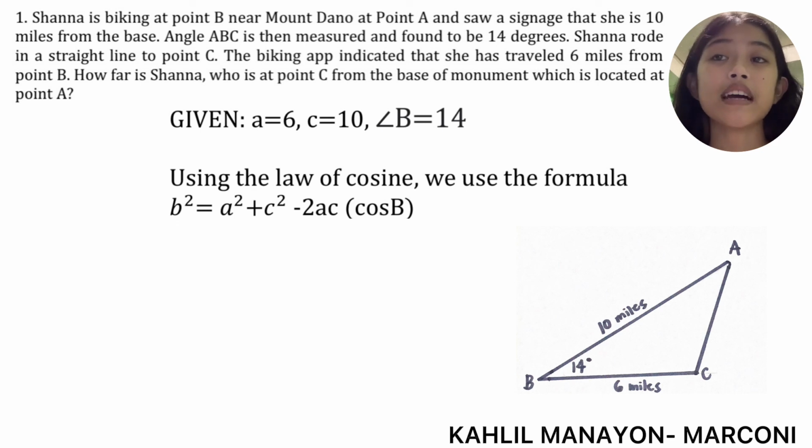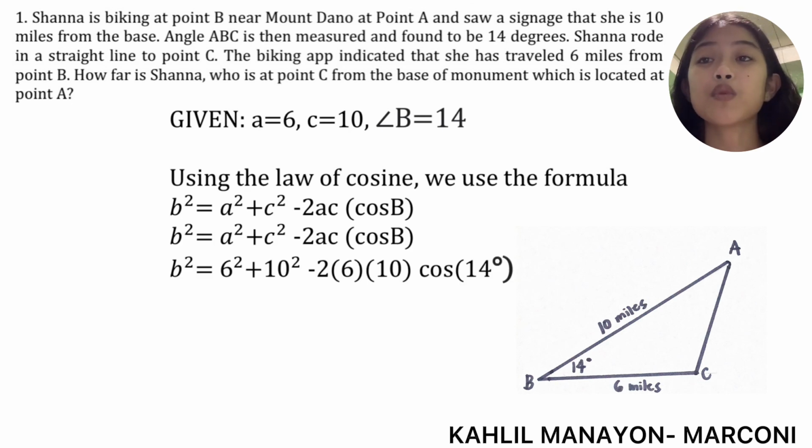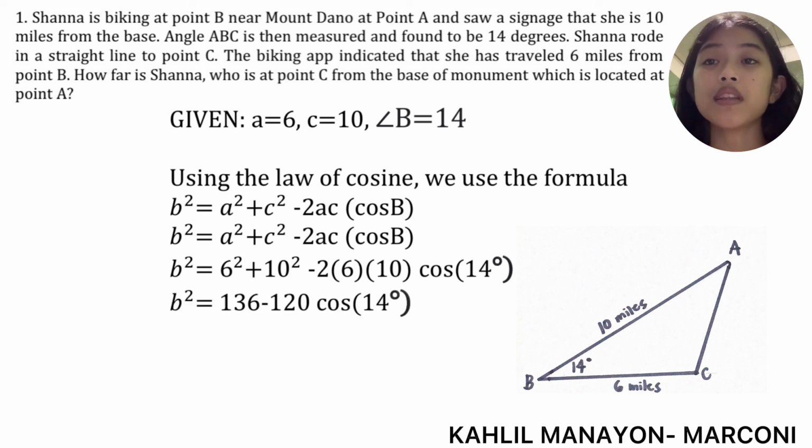To determine this, the side across angle A is labeled side a, across angle B is side b, across angle C is side c. So again, our formula, b squared is equal to a squared plus c squared minus 2ac cosine b. We input our values. b squared is equal to 6 squared plus 10 squared minus 2 times 6 times 10 cosine 14. We calculate b squared is equal to 136 minus 120 cosine 14. We have the answer of 19.56.